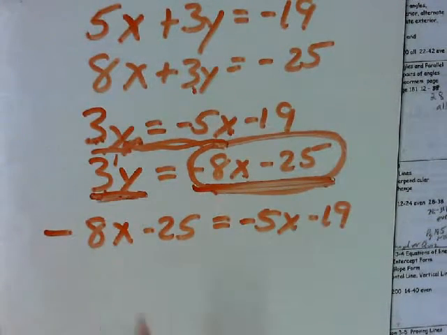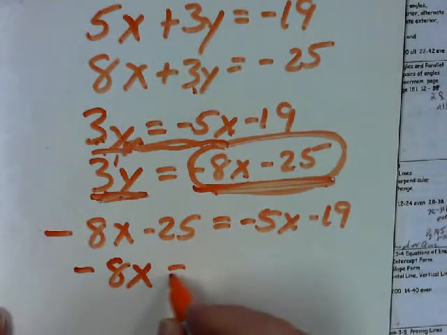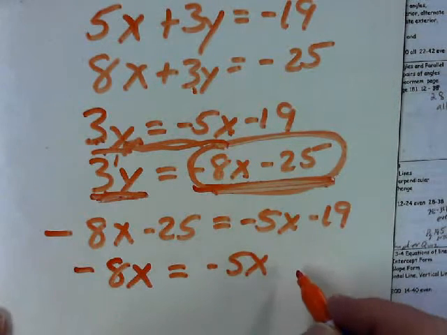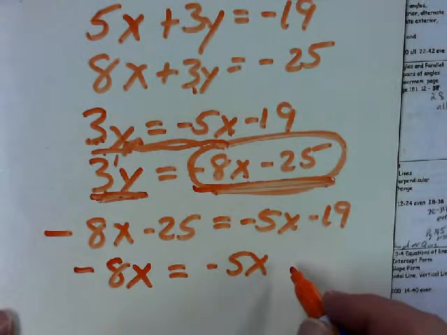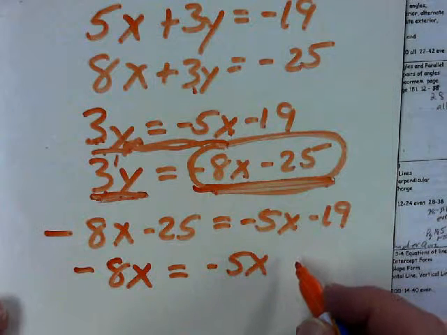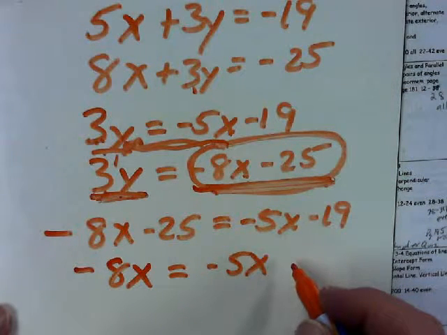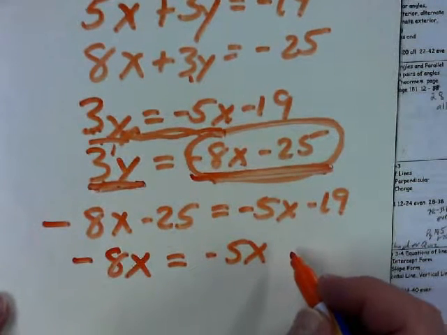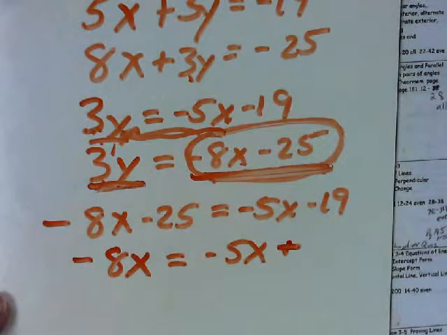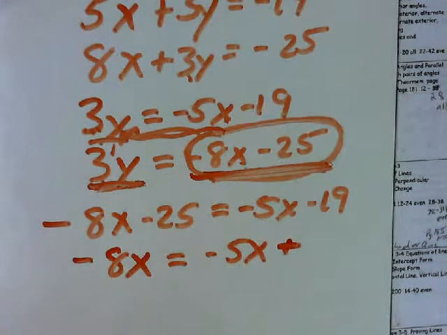So I had negative 8x minus 25 equals negative 5x minus 19. Add 25 to both sides. Which gives you? Negative. No, it's a positive something. Positive 8. No, that doesn't make any sense. 6. That's negative 19 plus 25.